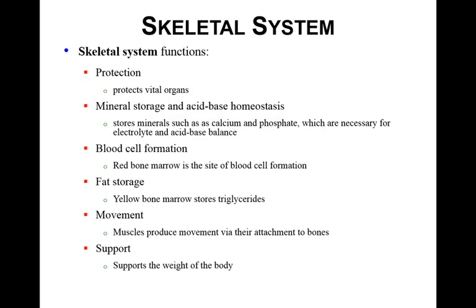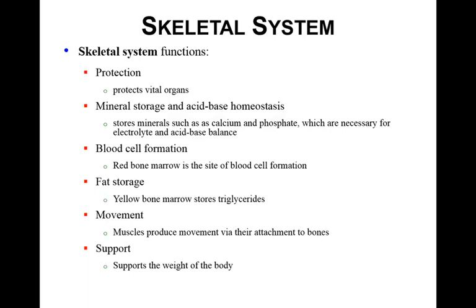The first one is the easiest, the protection. We all know the skeletal system provides protection for very important organs. The skull provides protection for your brain. The rib cage provides protection for your heart and lungs. Also, mineral storage and acid-base balance. The skeletal system stores two really important minerals, calcium and phosphate, and these are necessary to keep your electrolytes balanced as well as your acid-base.